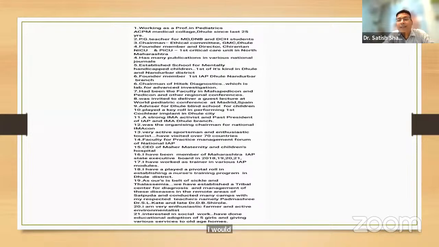He assisted in the first cochlear implant in Dhule in North Maharashtra. That is one of the initiatives he has taken. He is a wonderful speaker in many conferences also. And I request sir to start with the session.